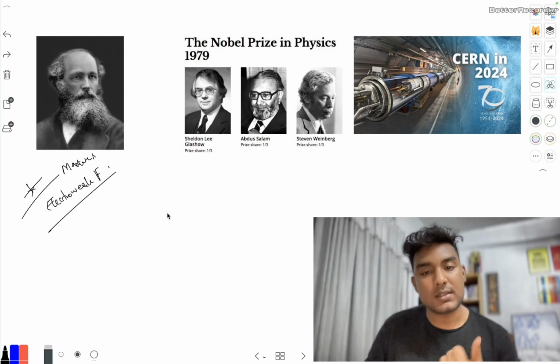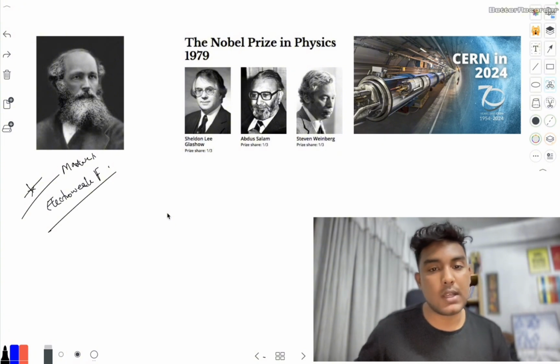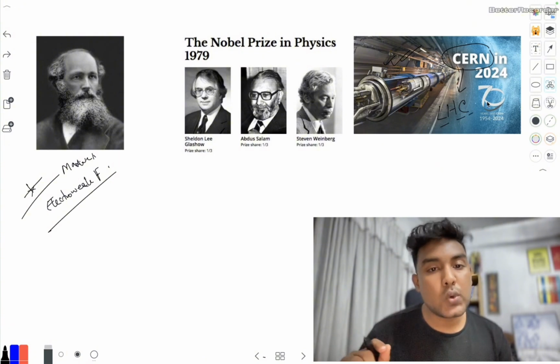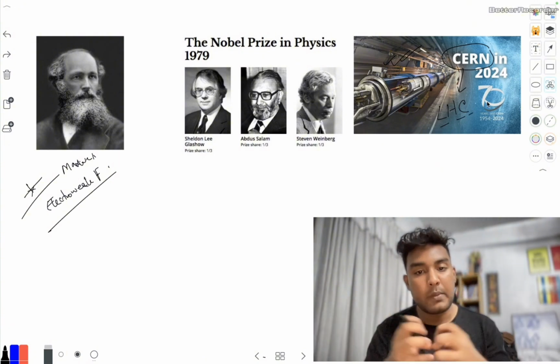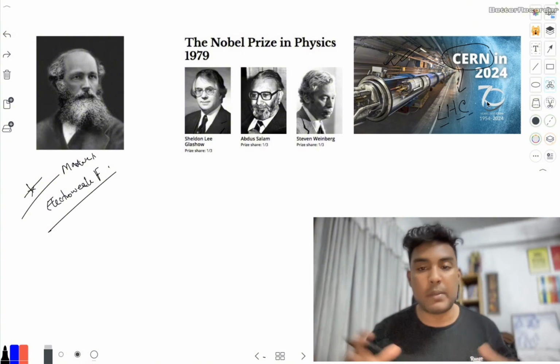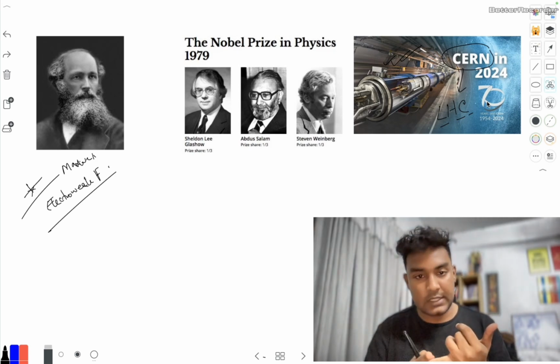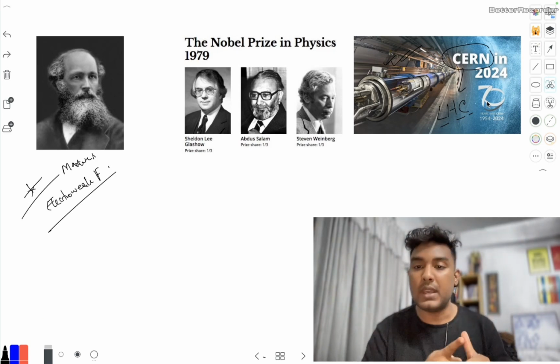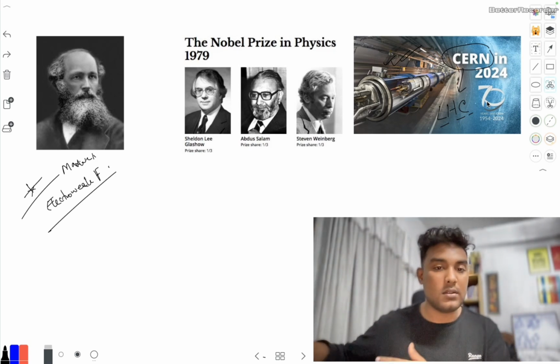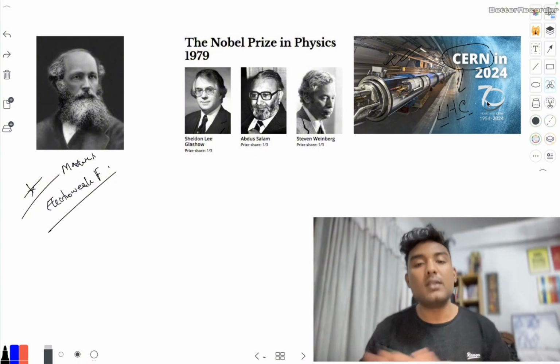Glashow, Salam, and Weinberg discovered three subatomic particles using CERN. CERN is an organization. This organization has a machine like this. This is called the Large Hadron Collider. What does the Large Hadron Collider do? It just collides two subatomic particles, which is going to produce other subatomic particles. Like, if the Large Hadron Collider collides A with B, it is going to produce C and D. They all are subatomic particles.